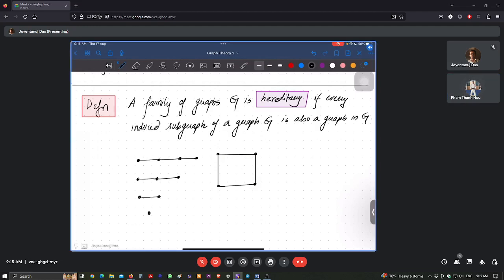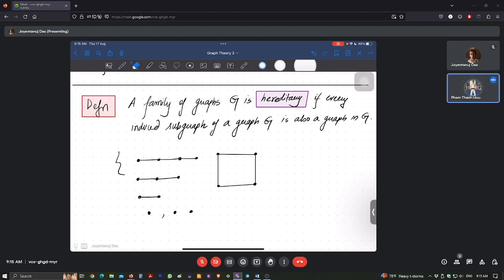So everything should belong to this family, so that I can take any graph. If I take all the induced subgraphs, they should also be there. For example, if I take this and this, then the induced subgraph is only two isolated vertices. So that should also be there, two isolated vertices. Like that, you have to form this collection.